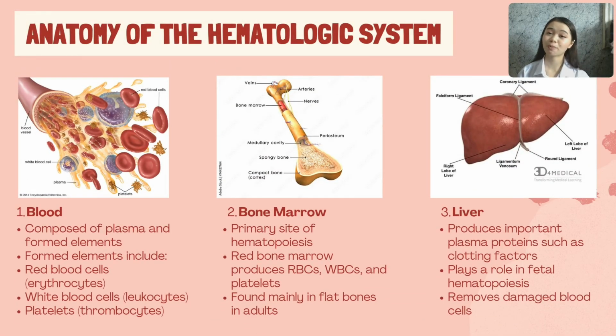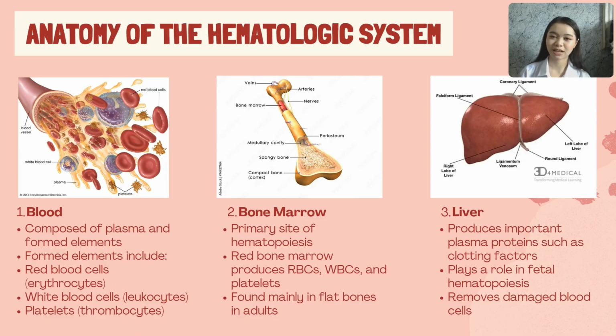So, from an anatomical perspective, blood consists of plasma and formed elements, which include red blood cells, white blood cells, and platelets. Each component has a specific role. Red blood cells transport oxygen, white blood cells defend against infection, and platelets help prevent bleeding. These cells are primarily produced in the bone marrow, specifically in the red marrow found in flat bones such as the pelvis, ribs, and sternum.